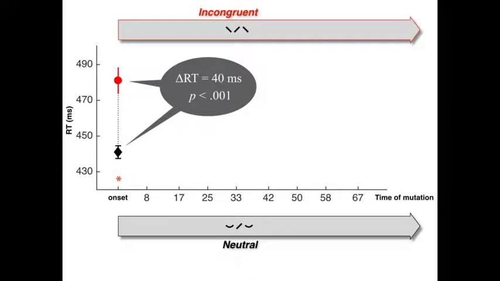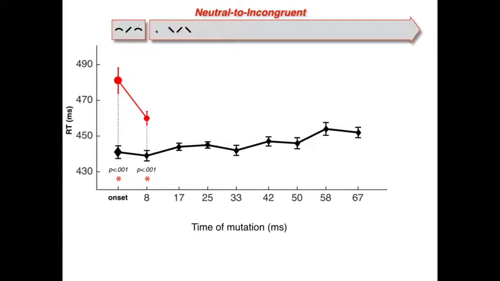These are incongruent and neutral displays without any mutation. So this is a simple replication of the classic flanker effect. When an incongruent display was presented from onset until response, it delayed responses by 40 milliseconds. When the incongruent display appeared only 8 milliseconds later, the delay already dropped by almost half, but remained highly significant. The same for 17 milliseconds. At 25 milliseconds, the delay dropped to 9, but still significant.